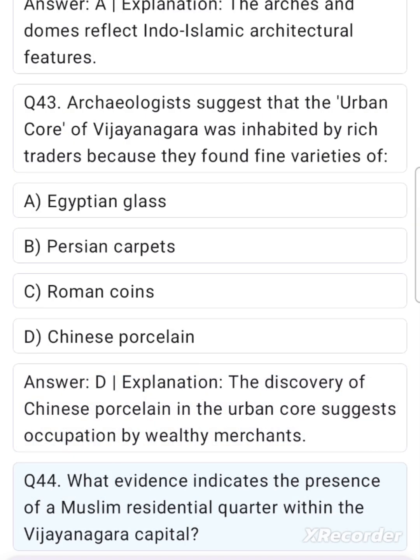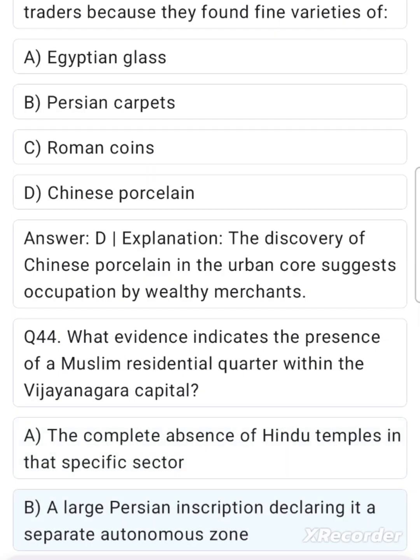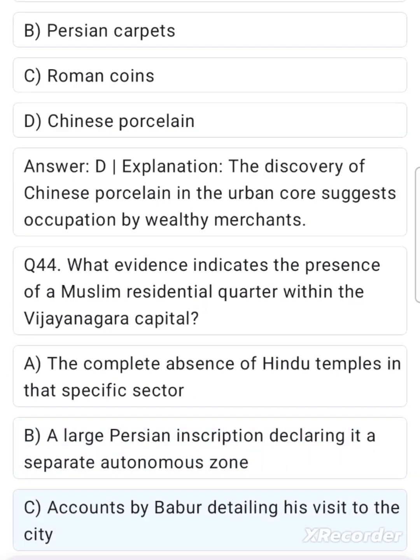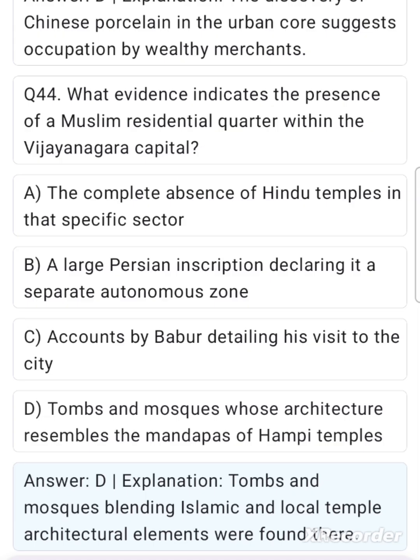Q44. What evidence indicates the presence of a Muslim residential quarter within the Vijayanagara capital? A. The complete absence of Hindu temples in that specific sector. B. A large Persian inscription declaring it a separate autonomous zone. C. Accounts by Babur detailing his visit to the city. D. Tombs and mosques whose architecture resembles the mandapas of Hampi temples. Answer: D. Explanation: Tombs and mosques blending Islamic and local temple architectural elements were found there.